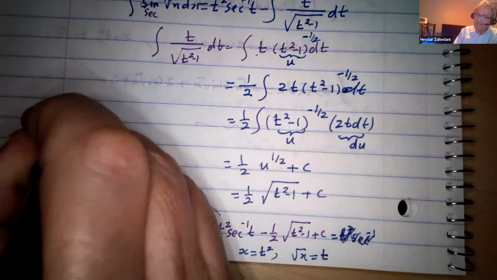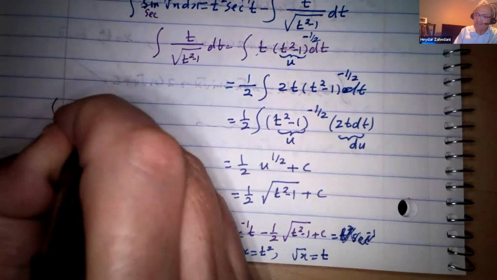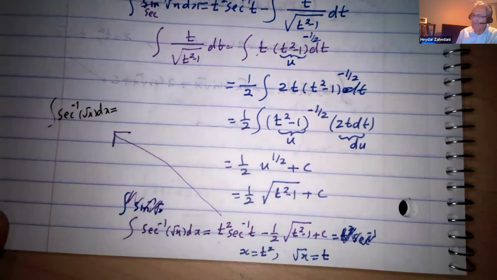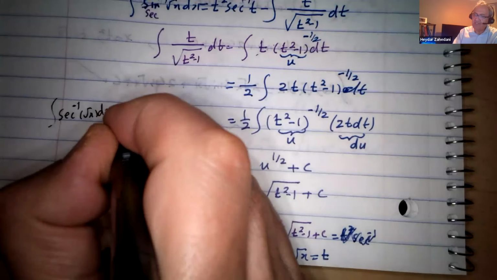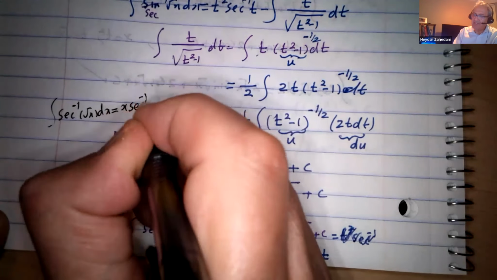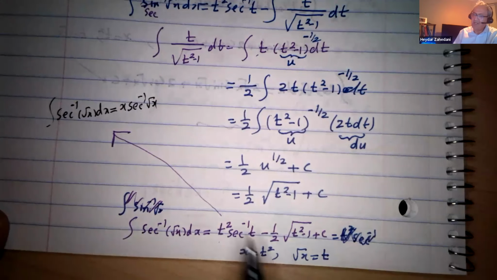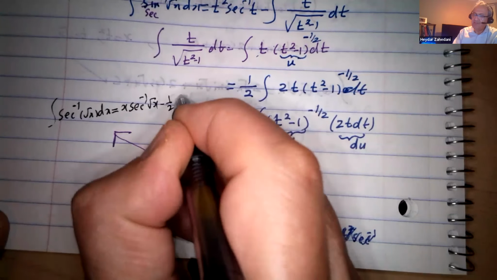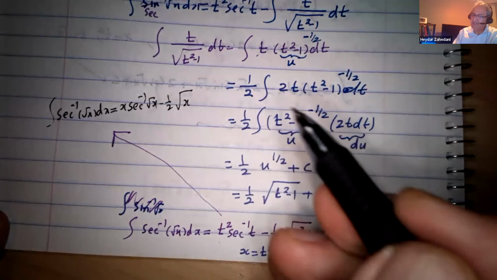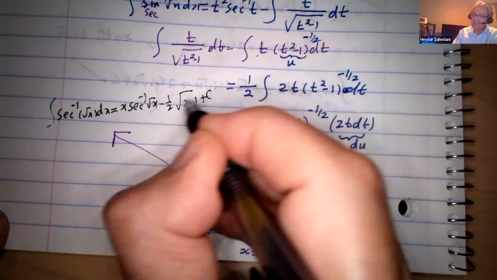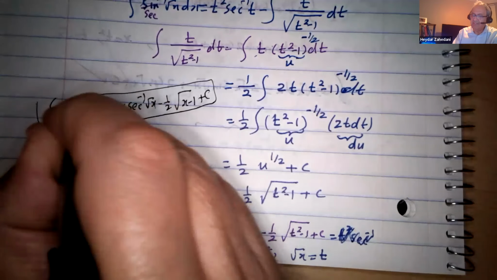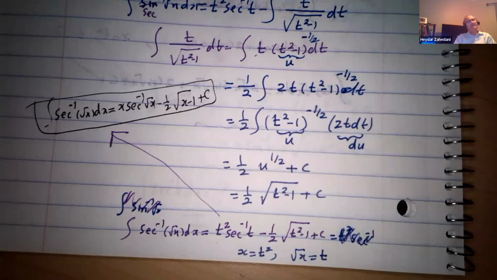Integral of secant inverse of the radical x dx is equal to, t squared is x, so it's going to be x secant inverse of radical x minus half a square root of x minus 1 plus the constant c. Very popular result. Okay, so you have to read these examples carefully. I gave you everything you need, really. These are the best problems for integration by parts.